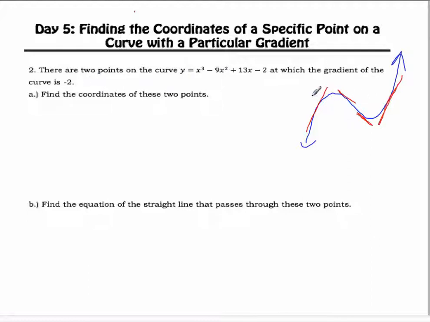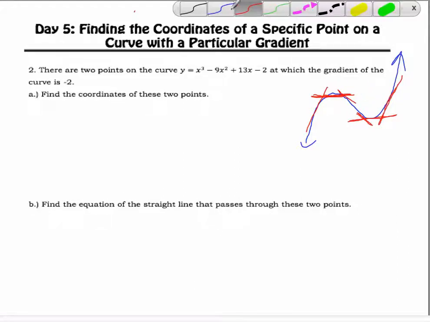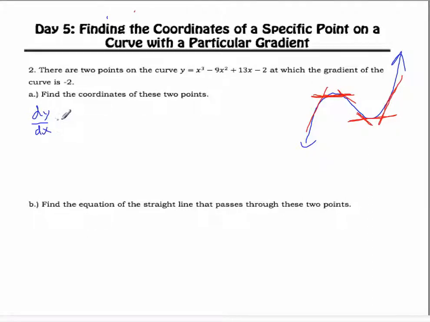Like, look at this one. Here the slope is 0. And here the slope of this tangent is 0. So there's two points where the slope is 0. So we're going to find the coordinates of these 2 points. First we have to differentiate, of course. So we're going to find dy by dx, the derivative, which is 3x squared minus 18x plus 13.